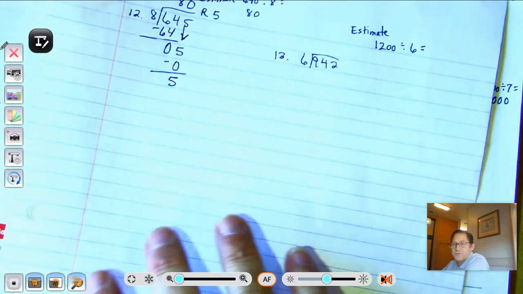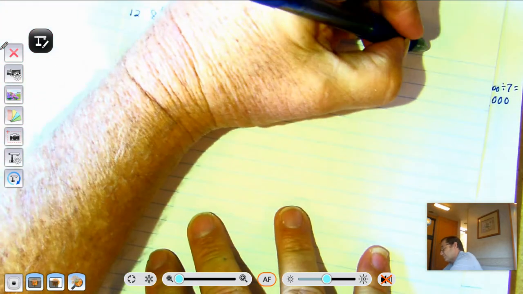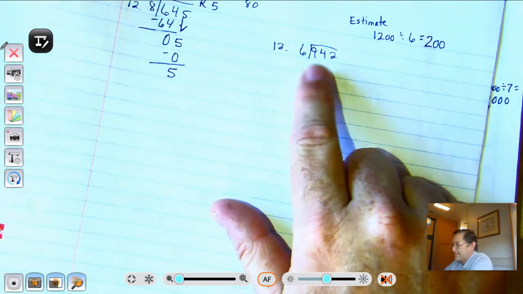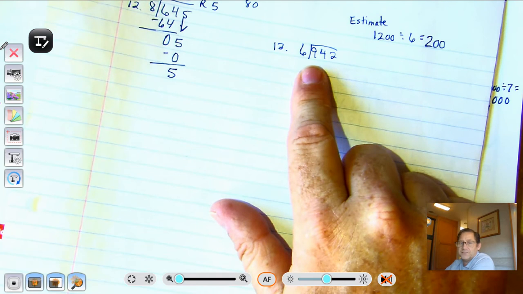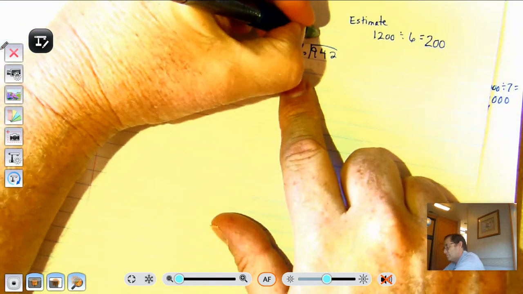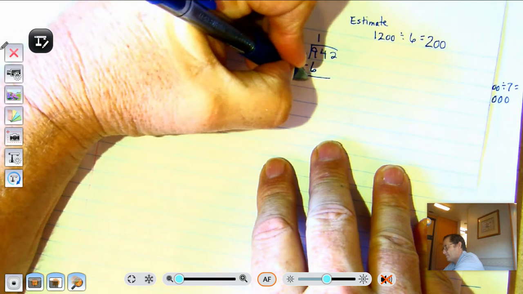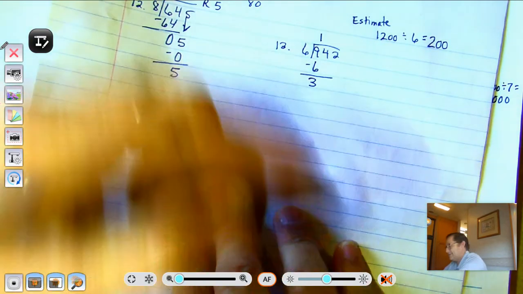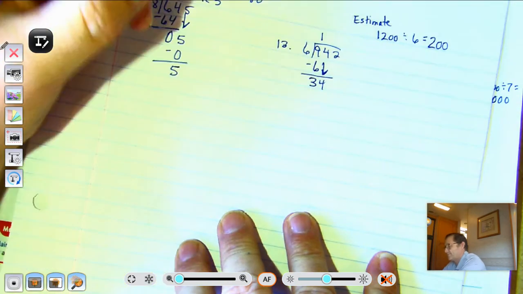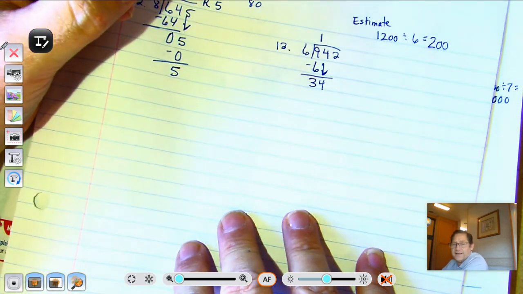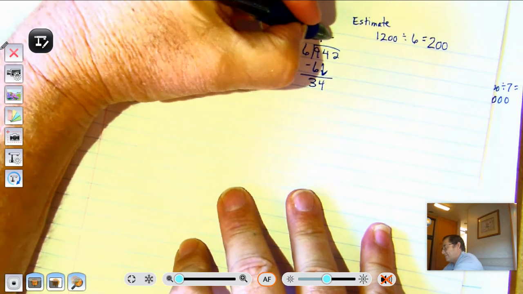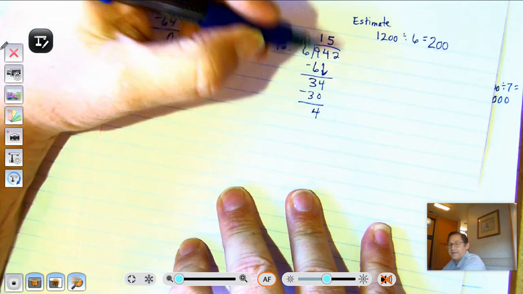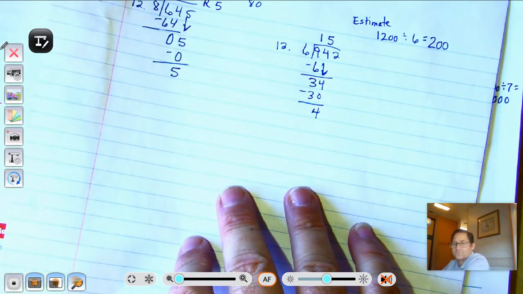All right, so 6 times what is 12? 2. So our estimate is 200. 900s divided by 6 groups. Well, I can put 100 in each group. Leaves me 300s. Let's trade those for 30 tens. Bring down the 4 tens. 34 tens divided by 6 is 5 tens. 6 times 5 tens is 30, leaving me 4 tens.